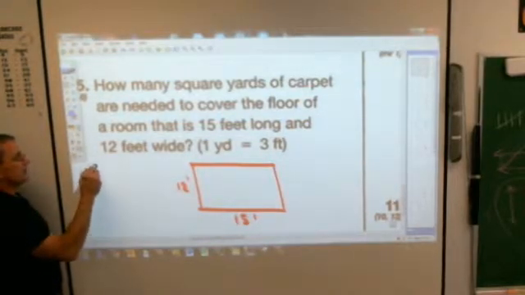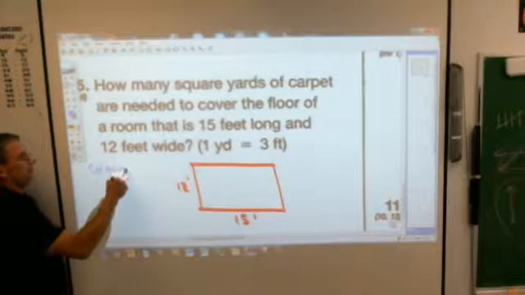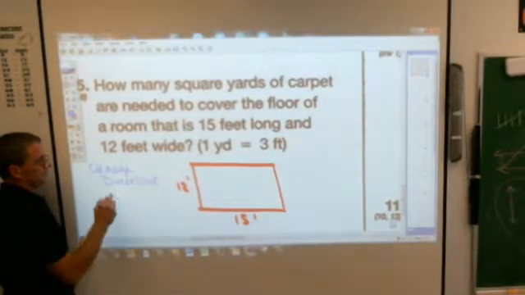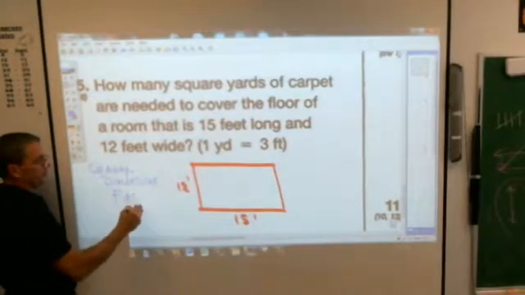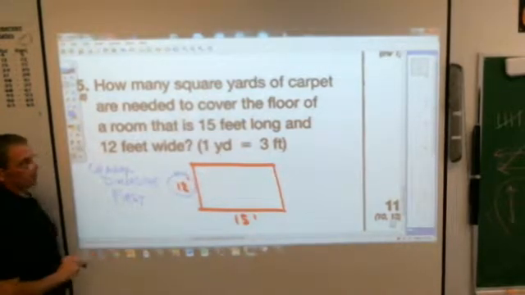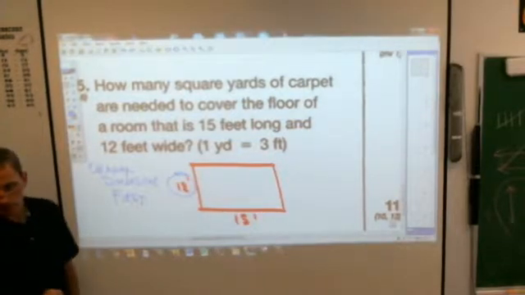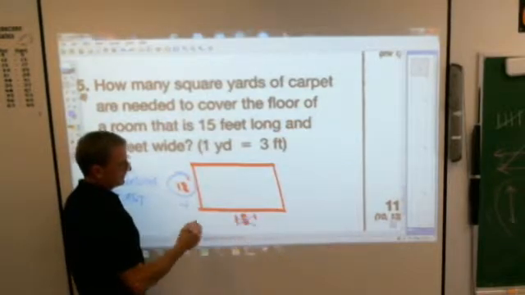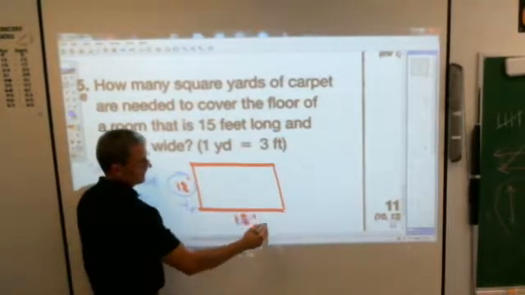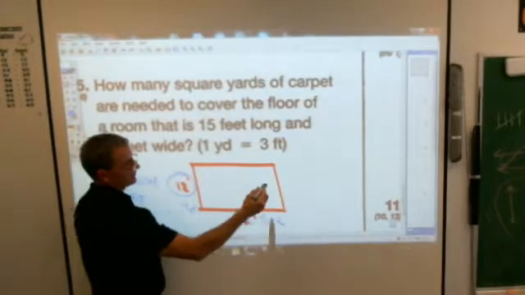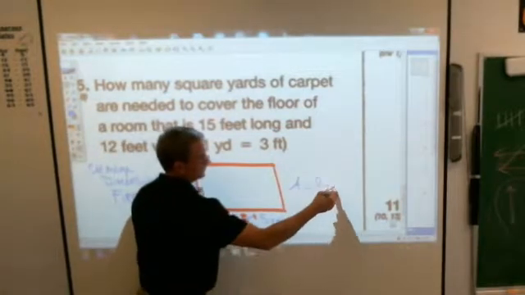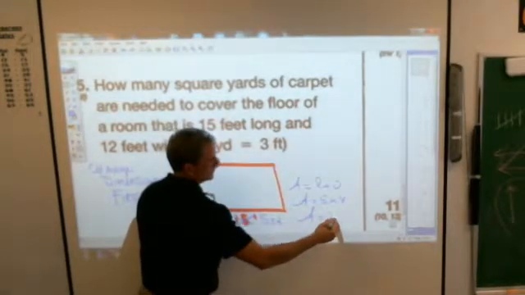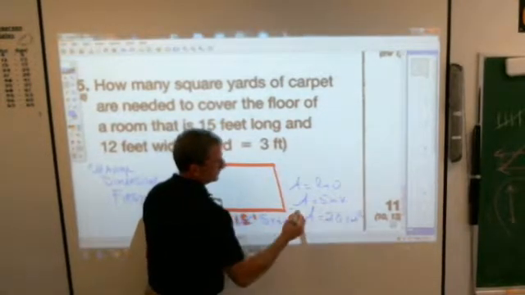Just know that this is how you do this. You want to change the dimensions first before you do the multiplying. You want to make this 12 feet into yards. 12 feet would be how many yards? 4. 15 feet is how many yards? Divide by 3, 5 yards. Then you want to do the formula, which is area equals length times width. Area equals 5 times 4. Area equals 20 yards squared.